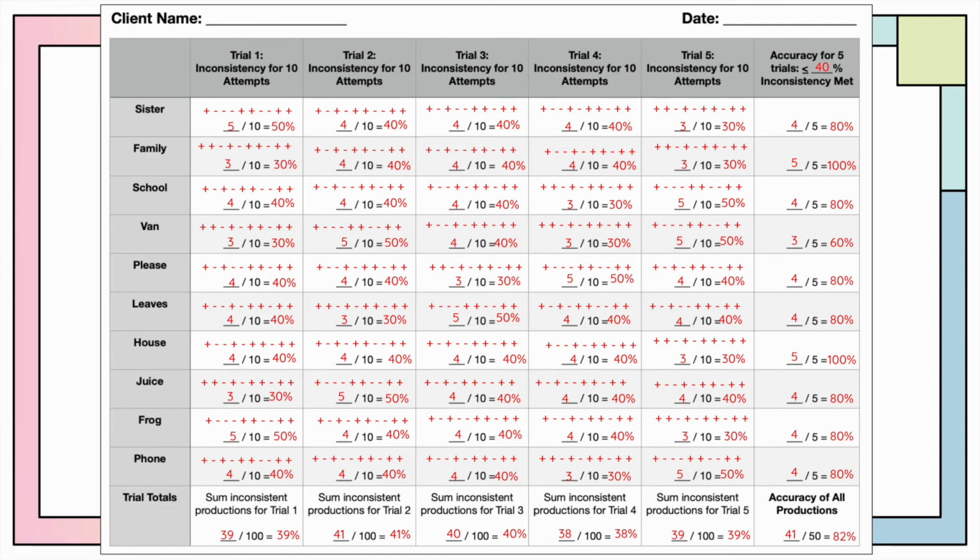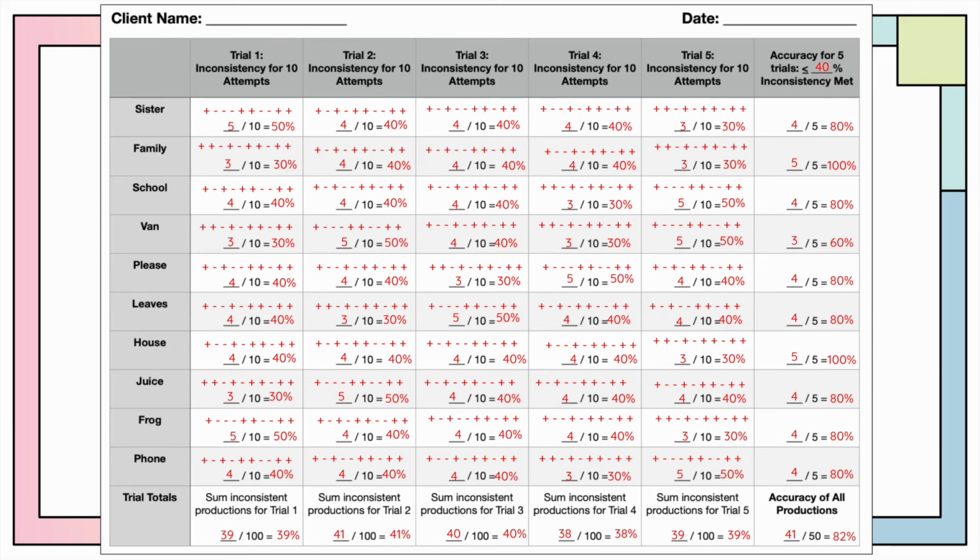And it is also possible to calculate the percent inconsistency of the total productions for sister. So if you wanted to know what is this client's percent inconsistency for this word sister for this session, you would just count up all of their inconsistent productions and take that as a total out of 50, because that's how many times they said the word during the session, and that would be their percent inconsistency for that word overall. Now, if you take a look at the bottom of the table, here is a summary.